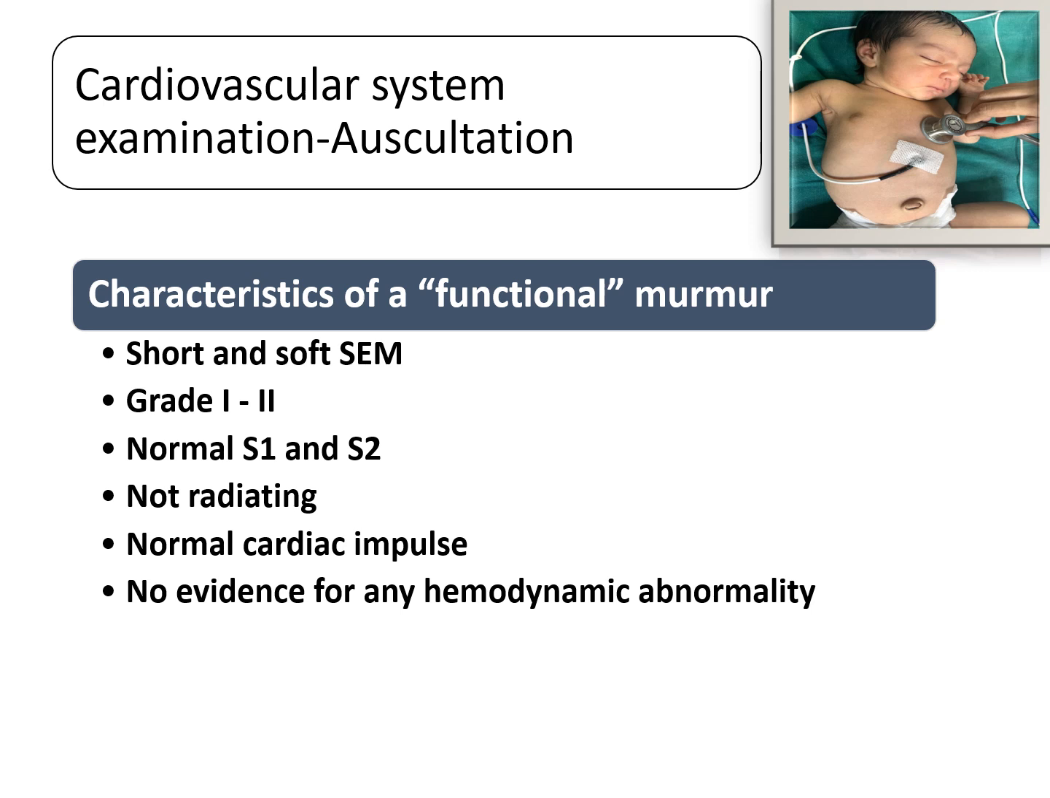Now what are the characteristics of a functional murmur? It is a short and soft systolic murmur, grade 1 or 2. There will be normal S1 and S2, the murmur is not radiating to other areas, there is a normal cardiac impulse, and no evidence of any hemodynamic abnormality. Then we will label it as a functional murmur.